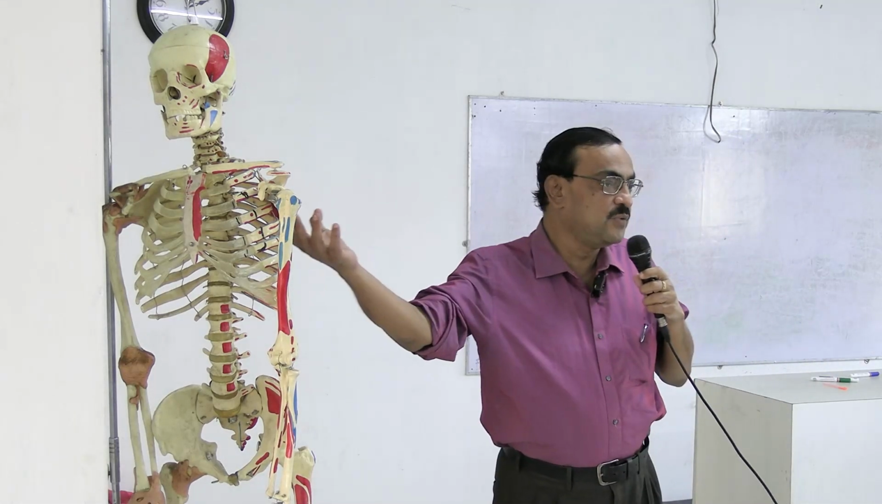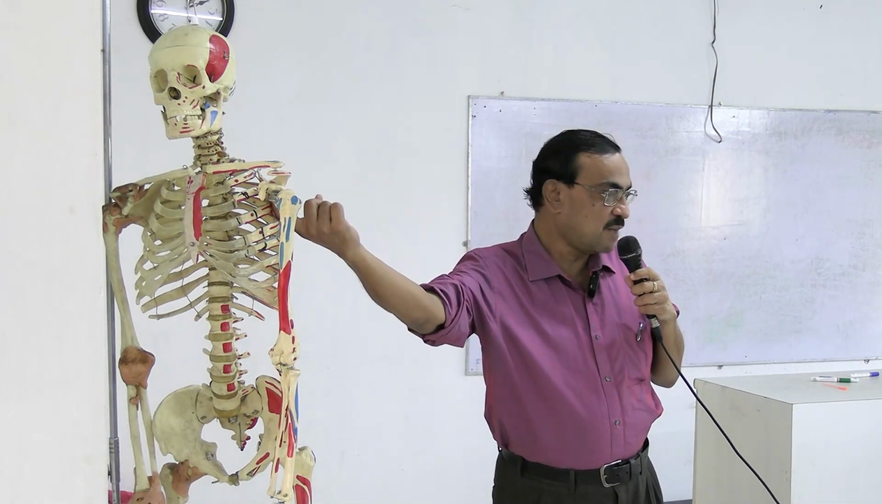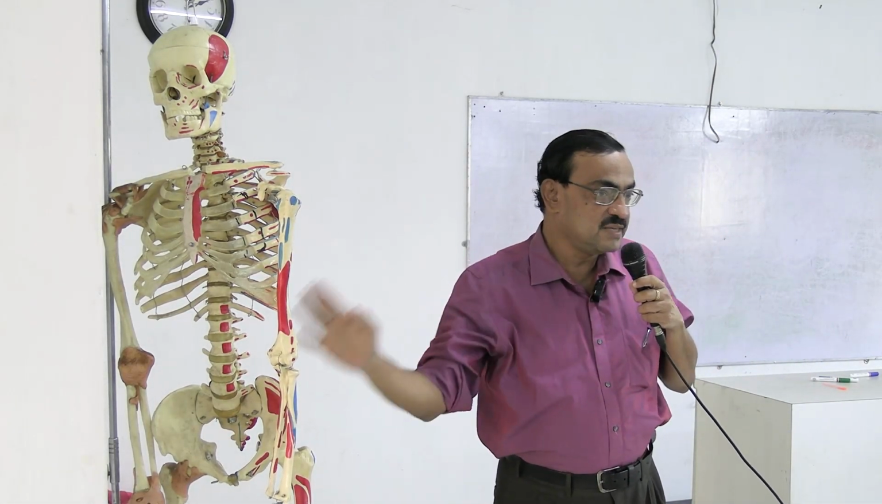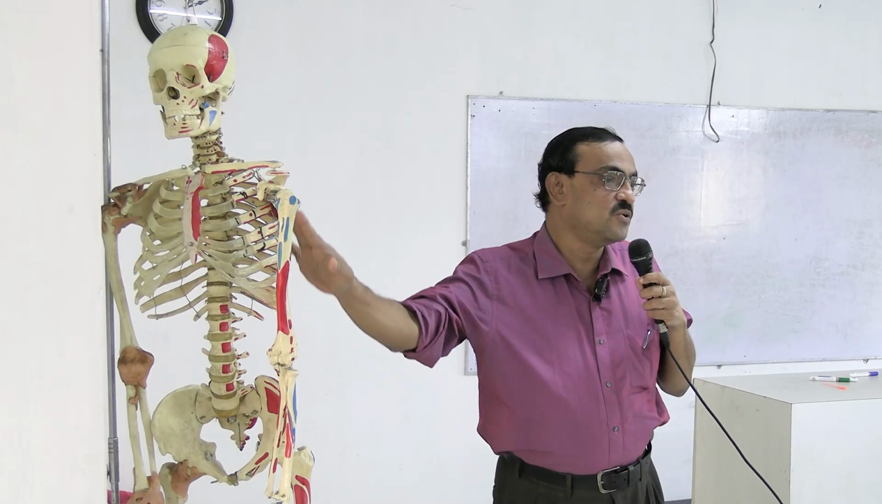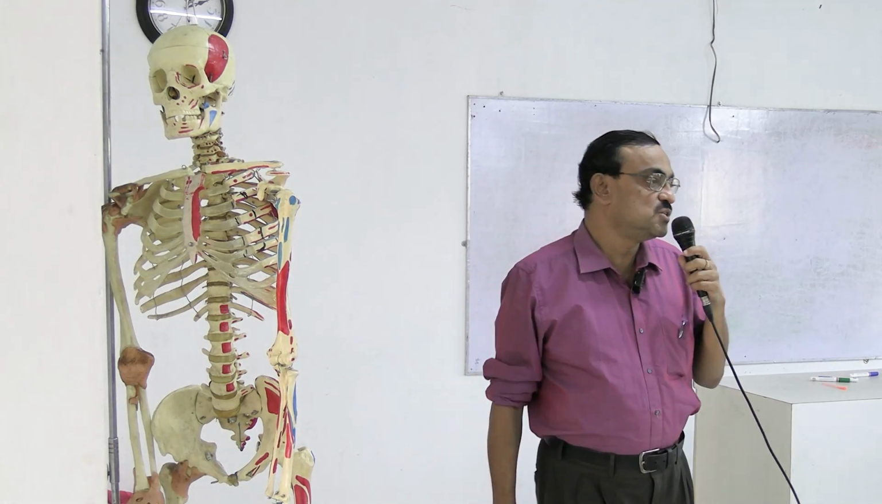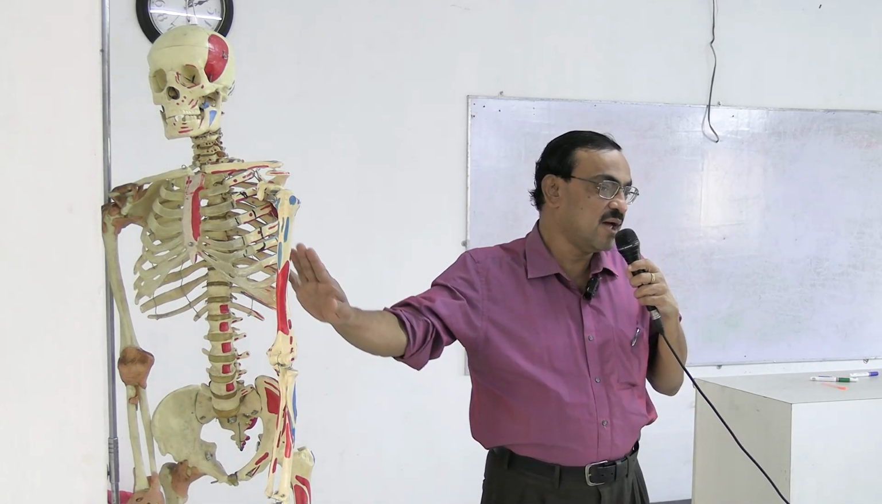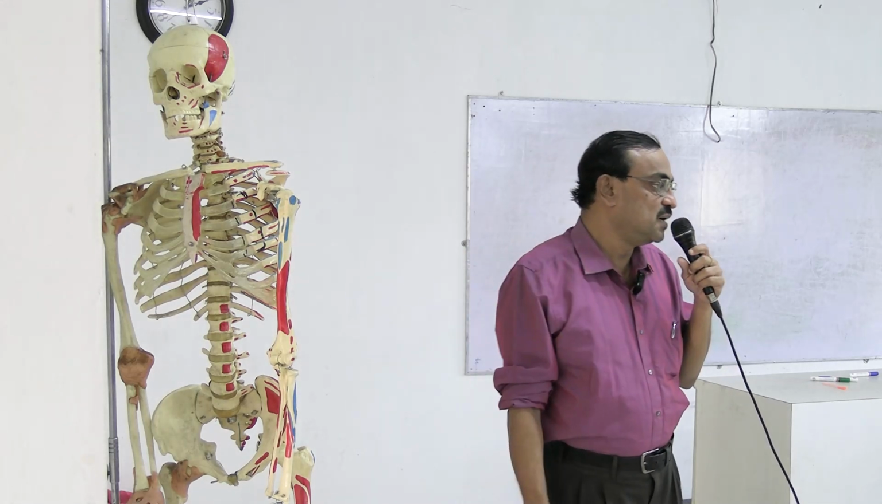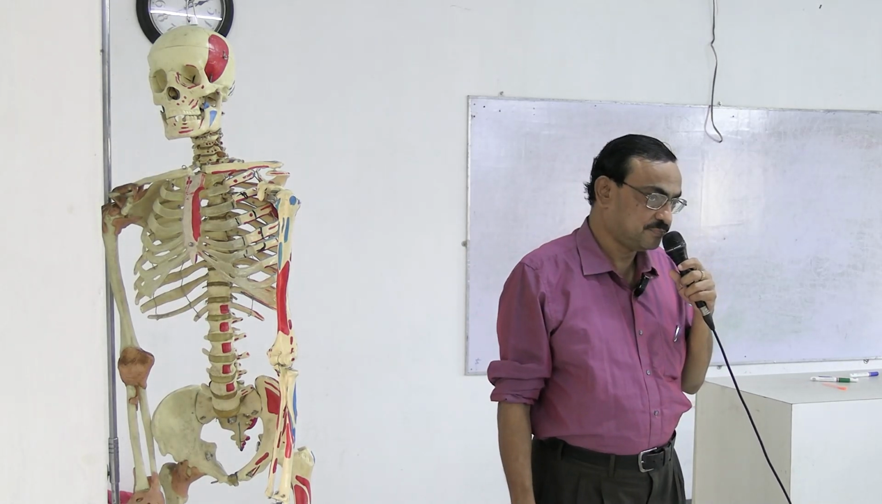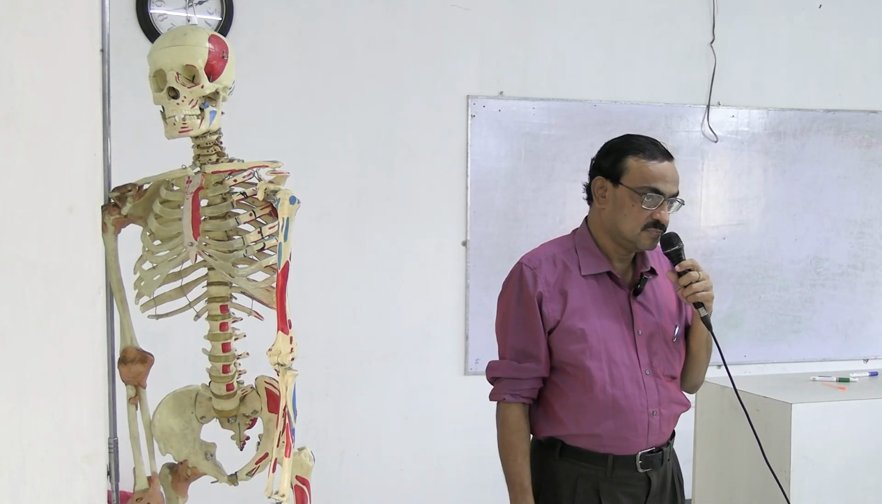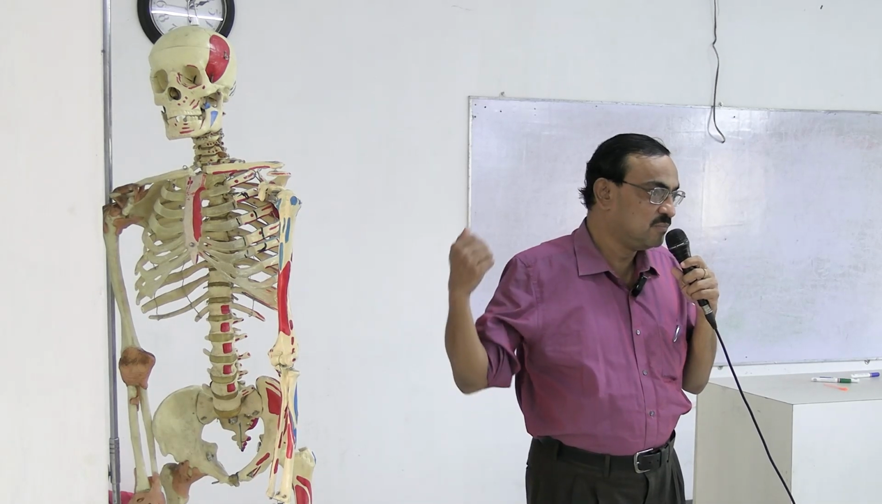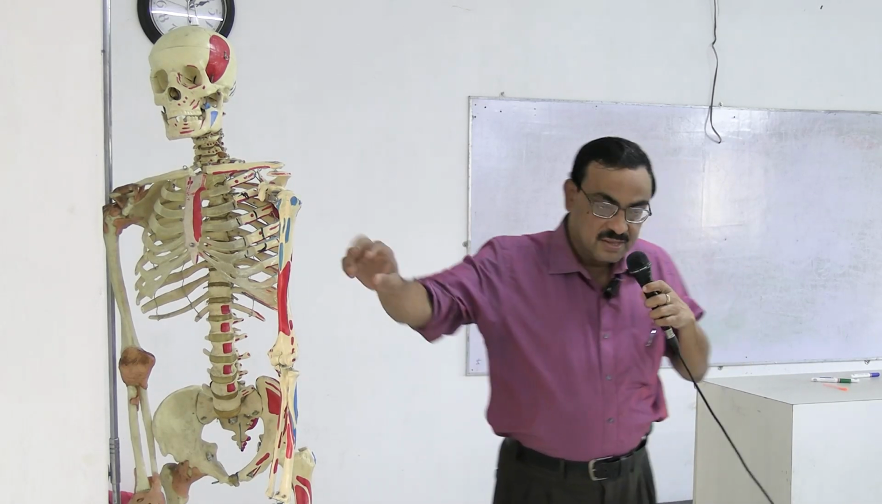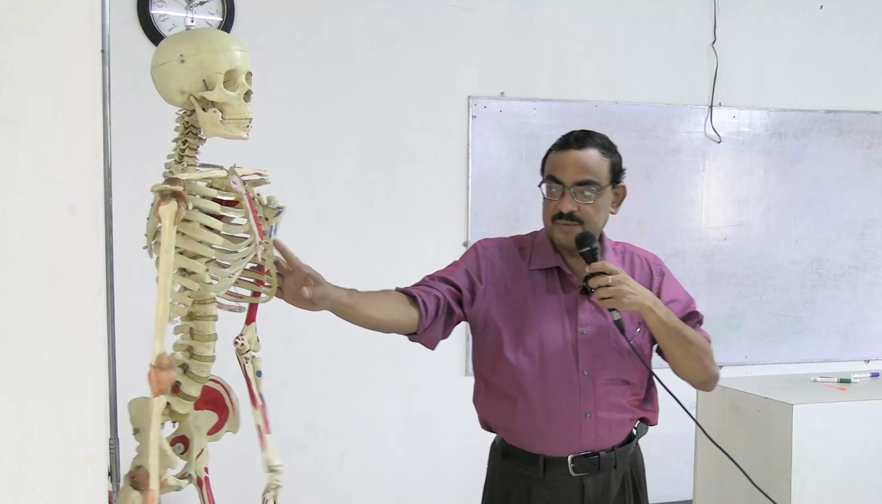So posteriorly we will get subscapularis, teres major, and also that teres major will be crossed in front by this latissimus dorsi muscle. So anterior wall, posterior wall. Now about the medial wall.